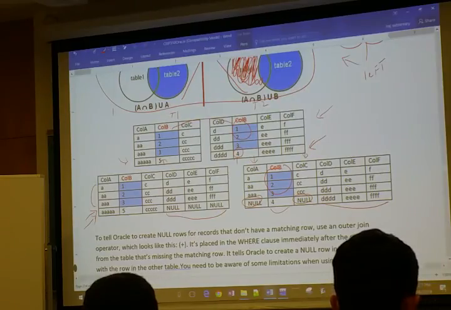Yes? So is it basically the same as left join and right join? Say what? Is it basically the same as left or right join? Yeah, so just to abbreviate this, they usually don't say left outer or right outer, they just say left join or right join. It's the same thing.